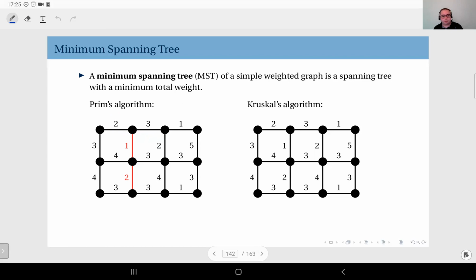Because it may not be unique. And now at this point, the candidates are this one, this one, this, and this. And among these, the minimum cost is this one. So now I don't have any other choice. I will have to select that one to add to my minimum spanning tree.